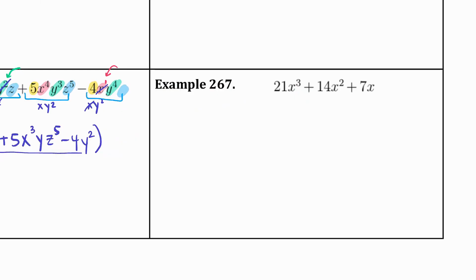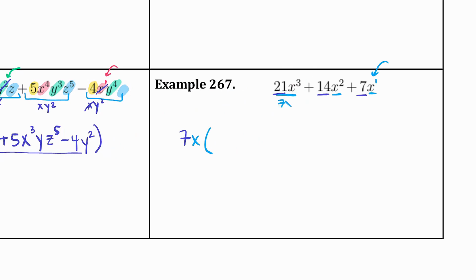All right, one more here. We have 21x cubed plus 14x squared plus 7x. Let's look at our coefficients first. We've got 21, 14, and 7. They're all divisible by 7, so we can take that out. Now let's look at our variables. X cubed, x squared, x to the first. So we can only take an x to the first out, or just x, since that's all that this last term has. So our greatest common factor is 7x.